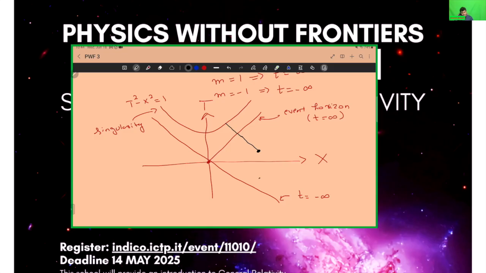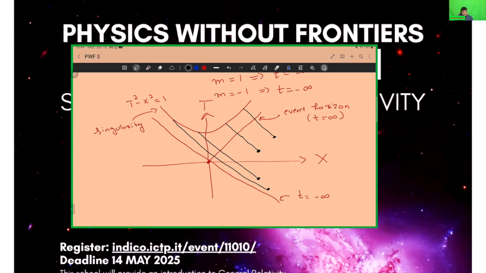It doesn't matter where a particular particle starts from. If it falls towards the black hole, it always ends up in the singularity. It doesn't matter where it starts from. If it falls towards the black hole, it will eventually go into the singularity, right? So you can see that the singularity is like the future of anything that falls into the black hole, right?